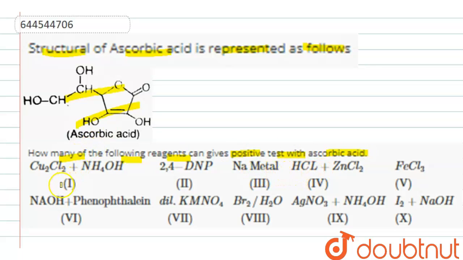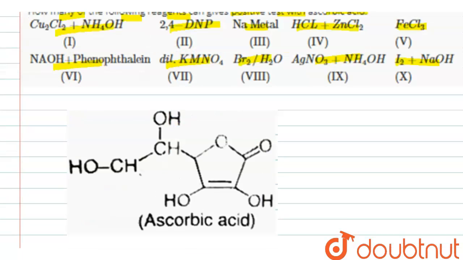The reagents given are cuprous chloride and ammonium hydroxide, 2,4-DNP, sodium metal, HCl and zinc chloride, ferric chloride, sodium hydroxide and phenolphthalein, dilute KMnO4, bromine water, silver nitrate and ammonium hydroxide, iodine and sodium hydroxide. Now let us see what type of reagents ascorbic acid will react with.